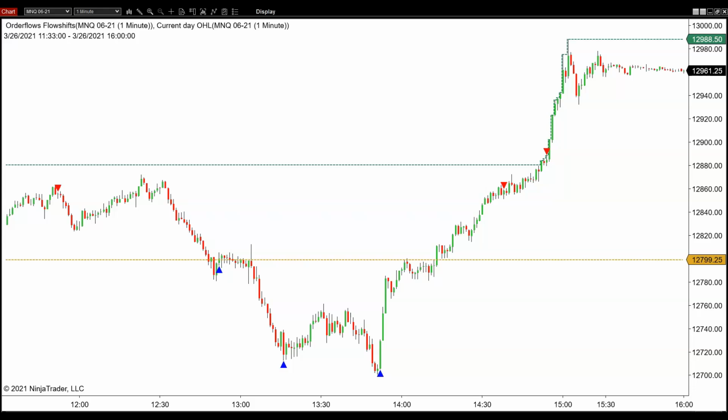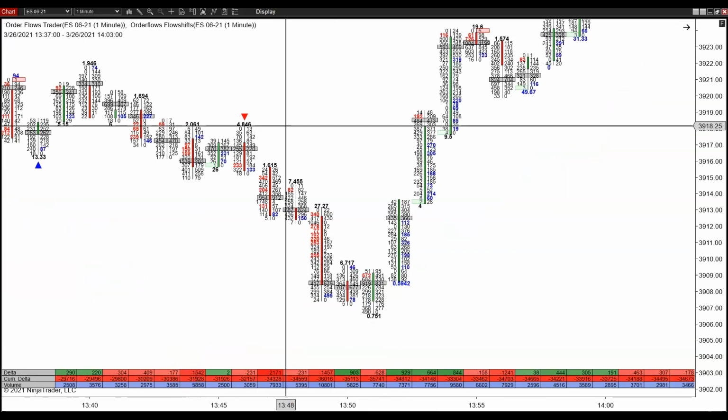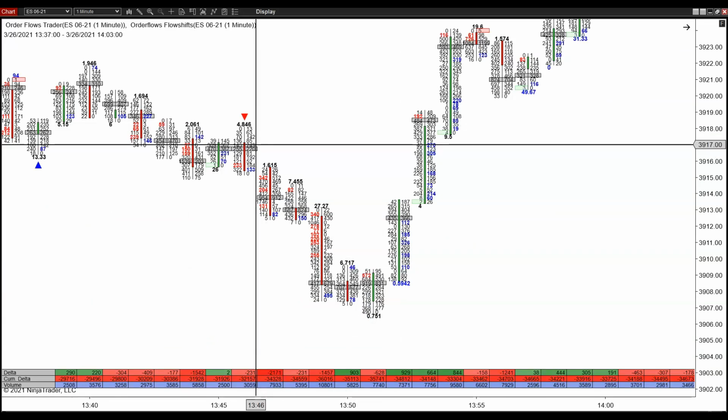Can you show how you use balance strength on the footprints? Well, yeah, I can try. I don't know if people will understand it because it's kind of complicated actually.